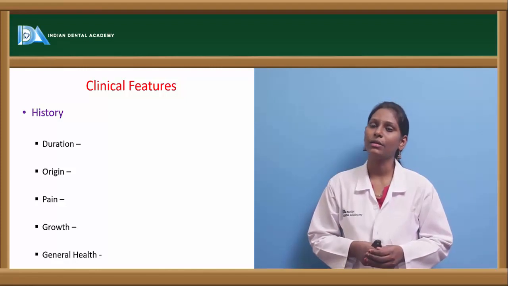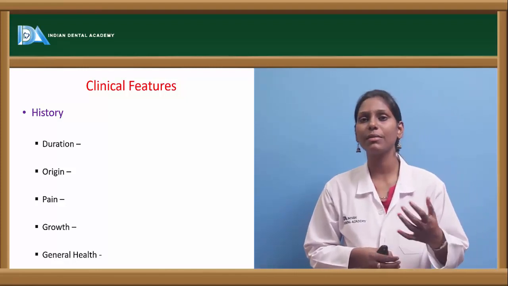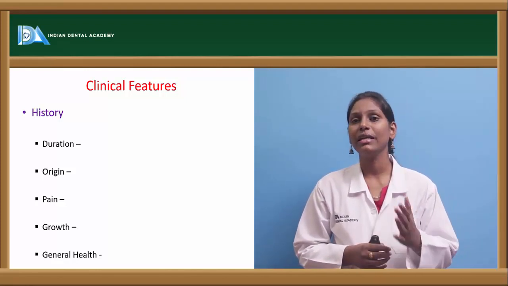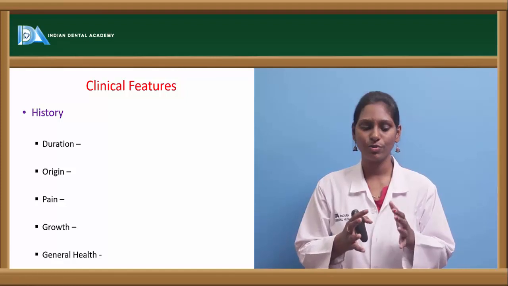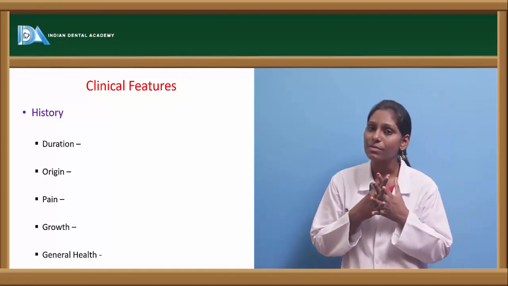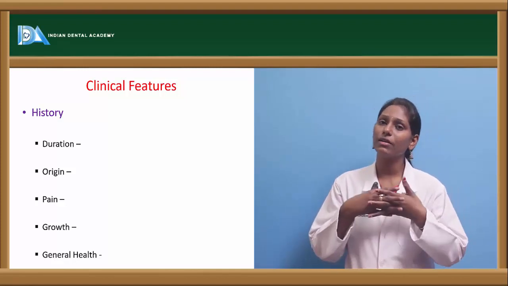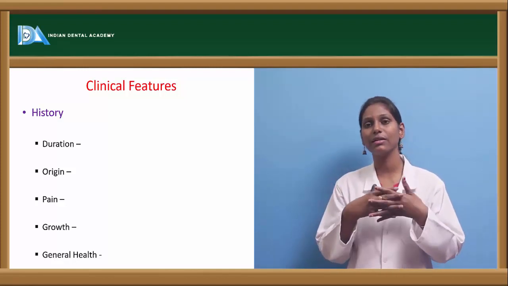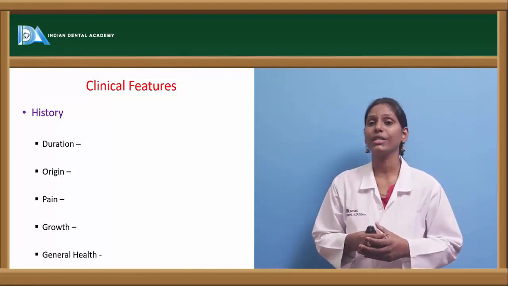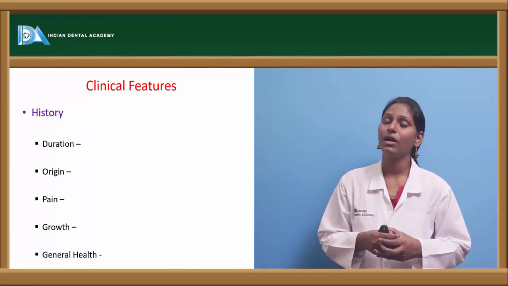And general health. Why is general health important? Because, as I said already, some kinds of tumors, especially degeneration cysts, occur in malignant tumors. We have seen that it occurs in the center of the tumors. So when you are suspecting any malignancy which is undergoing cystic necrosis or cystic changes, then we should also ask for the general health of the patient.